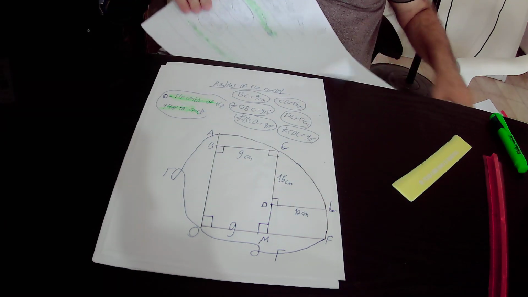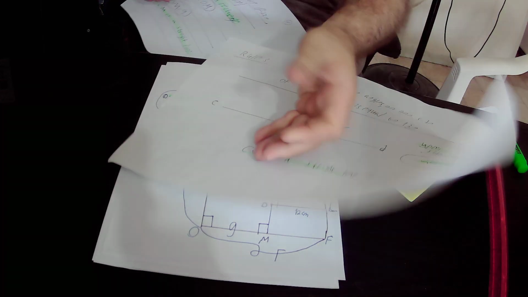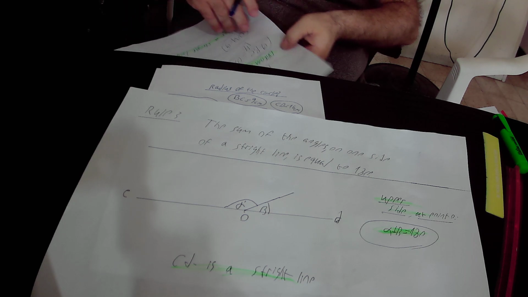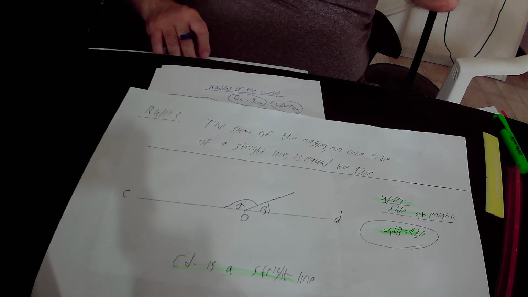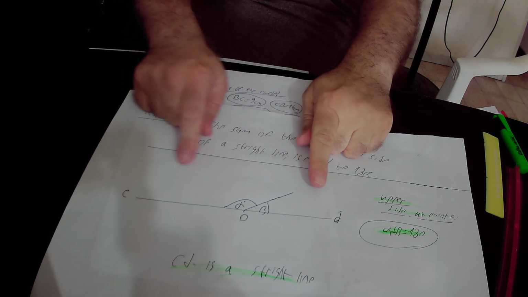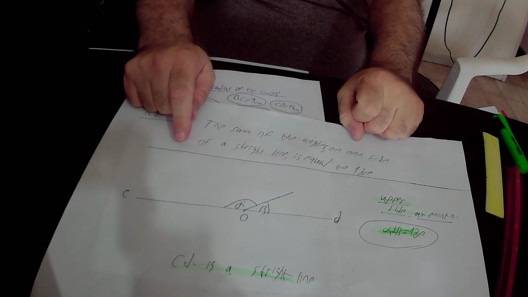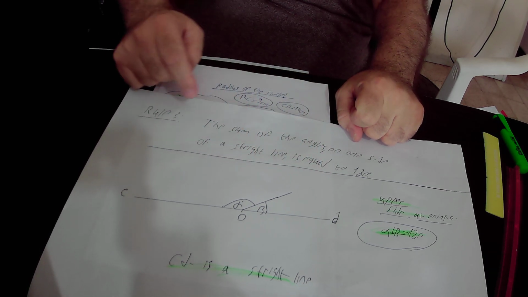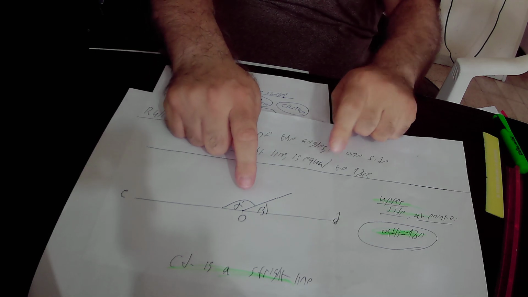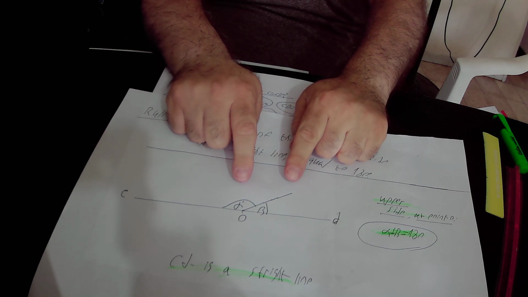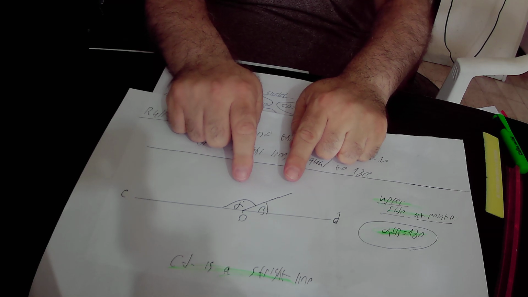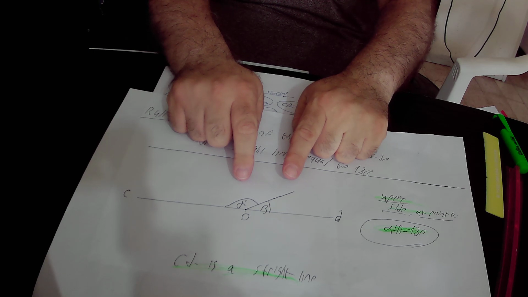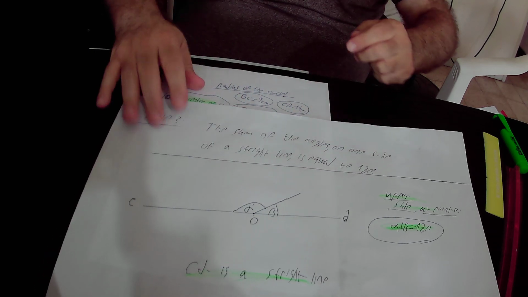And we also have here rule number 3 that states that the sum of the angles on one side of a straight line is equal to 180 degrees. So here CD is a straight line. If we focus on the upper side of the straight line CD at point O, according to rule number 3, the sum of the angles here must be equal to 180 degrees. Which angles do we have at the upper side of CD at point O? We have angle alpha plus beta.